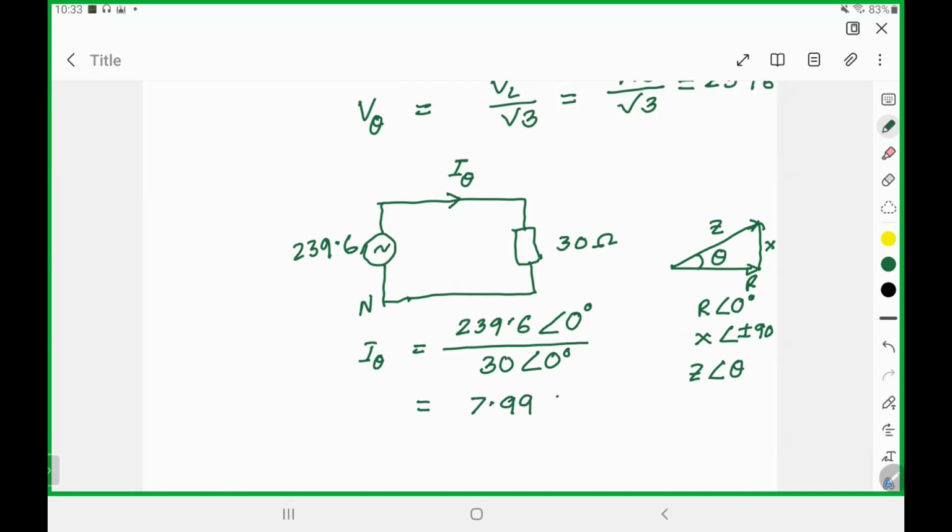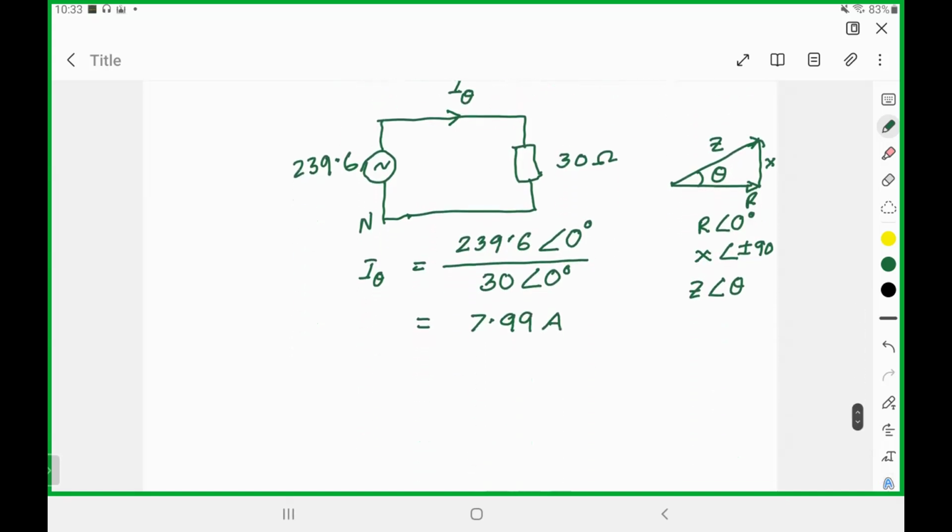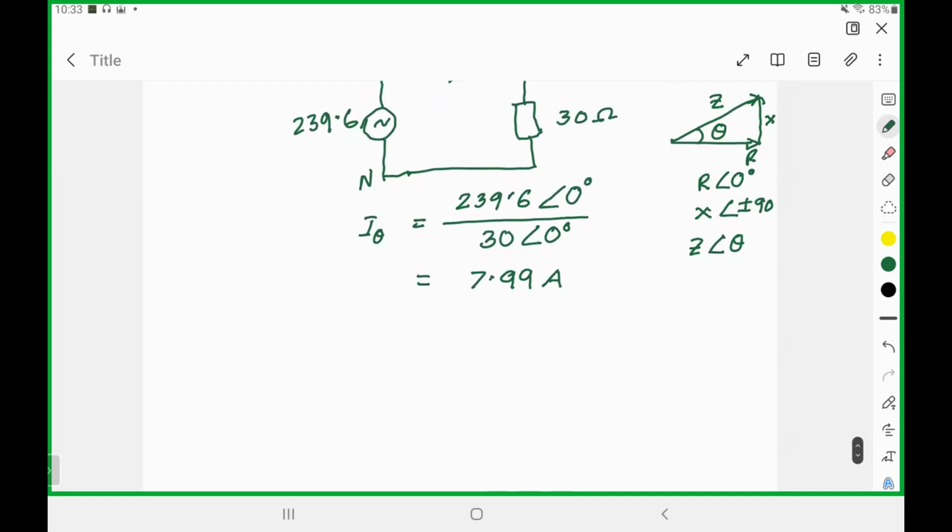7.99 ampere, right? So this is the voltage. So always we have to write down the unit. If you don't write down the unit, your mark will be deducted. So always you have to write down the unit. Okay, so we have found this current, and that would be also, we can just write down, 0 degree, will also be 0 degree.